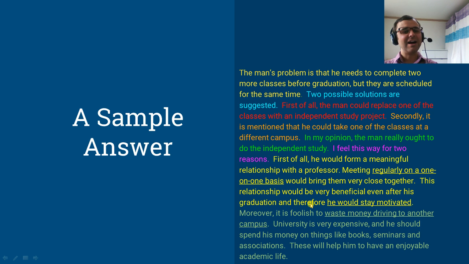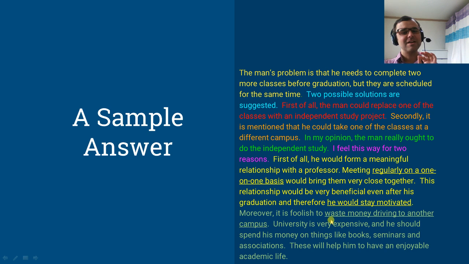Next, I said that because it would be beneficial after his graduation, he would stay motivated. You'll recall that his objection was that he wouldn't be able to stay motivated. So I'm using that detail. I'm using his response in my answer. He says, I wouldn't be motivated. I'm saying he would be motivated, and here's why. I'm dealing with his objection.